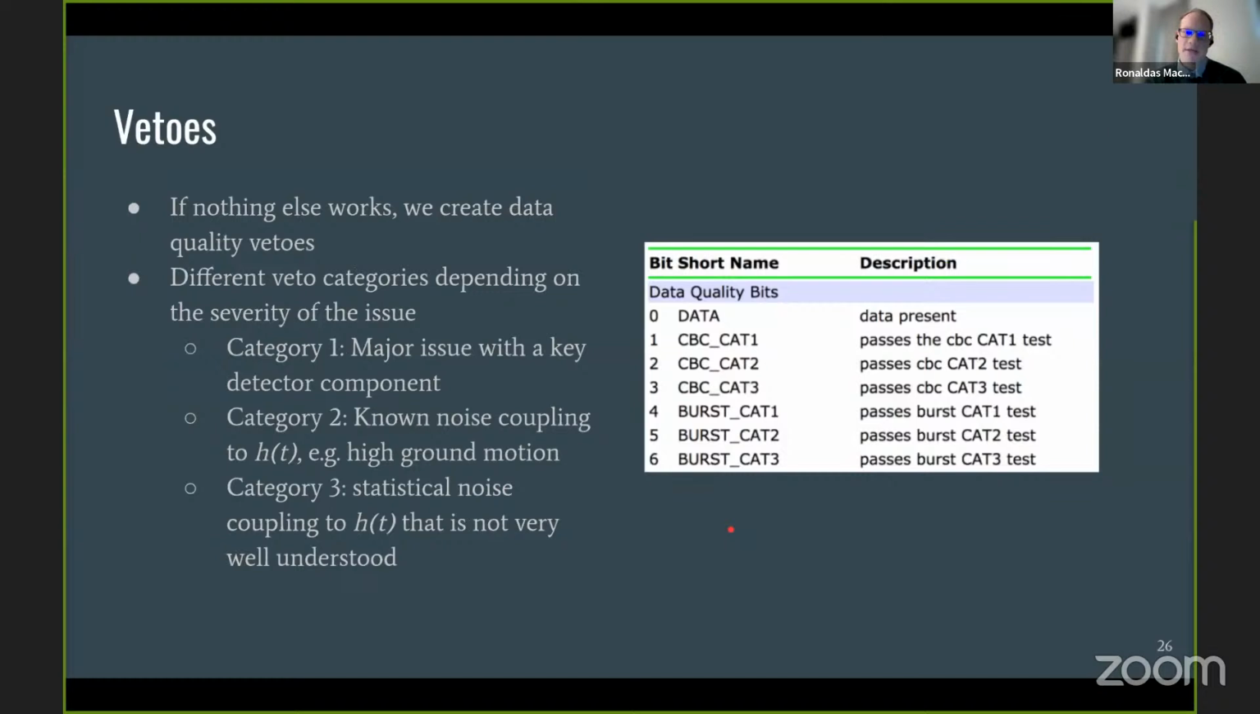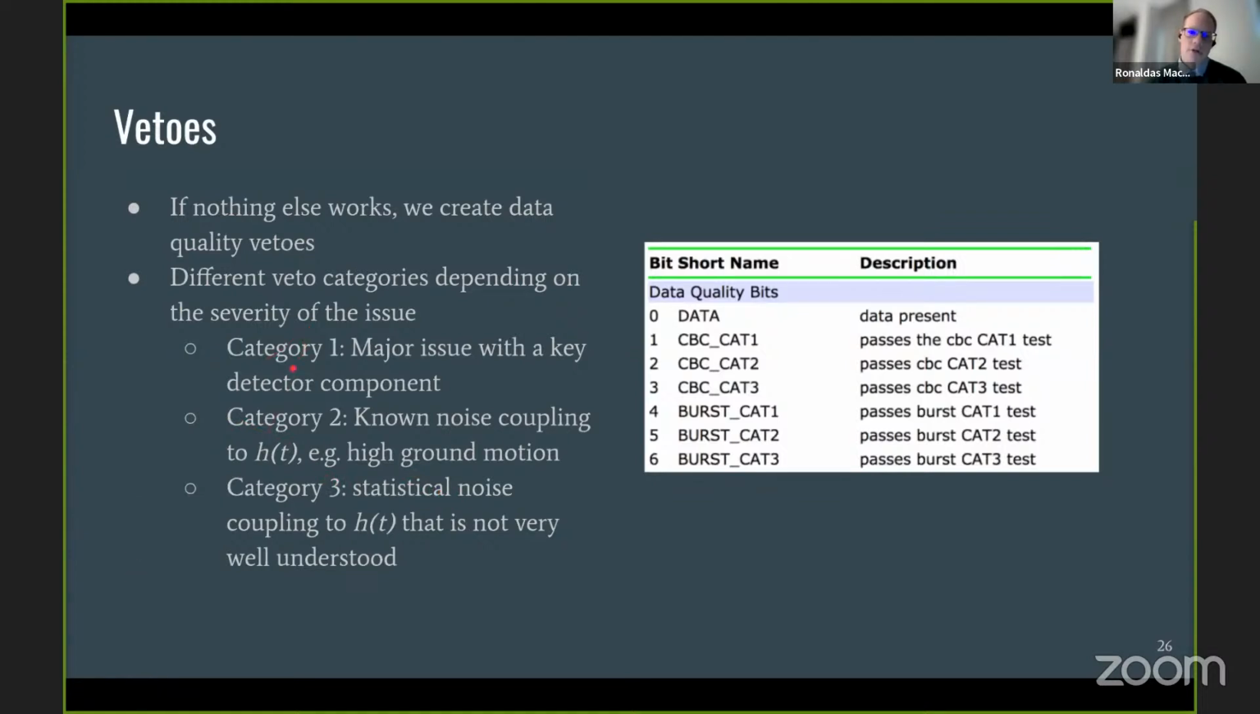And then if nothing else really works, we can create data quality vetoes. That is saying that we cannot really find the noise source. We cannot really model the noise itself. So what we can do instead is say, look, don't use this data, or use the data at that particular time and be very careful of that. And those are the so-called vetoes.